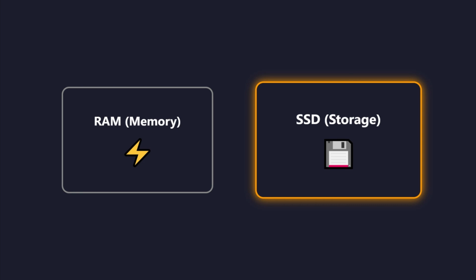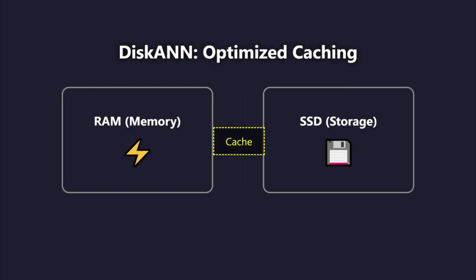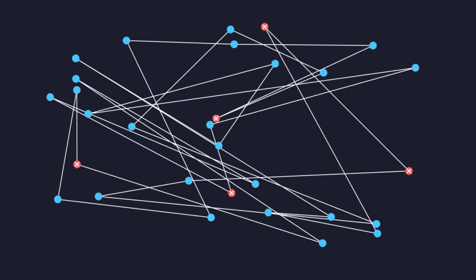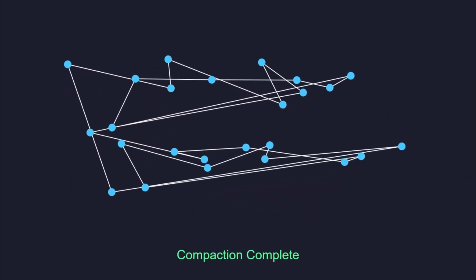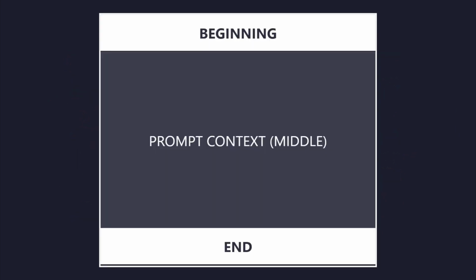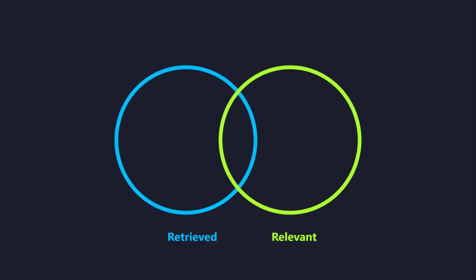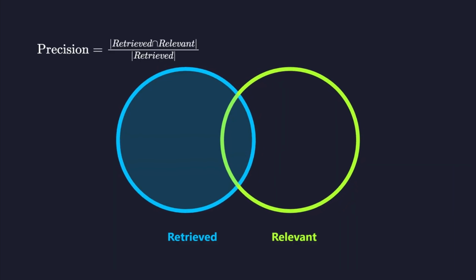Disk-based indices, like DiskANN, use clever caching of frequently accessed nodes to provide near-memory speeds, while storing the vast majority of the vector data on cheaper SSD storage. As vectors are updated or deleted, the underlying graph becomes fragmented. Regular compaction processes remove tombstones and rebalance the links between nodes, preventing search performance from degrading over time as the dataset evolves. Large language models often ignore information located in the middle of a very long prompt. To counter this, keep your retrieved context concise and place the most critical information at the very beginning or the very end of the injected text.